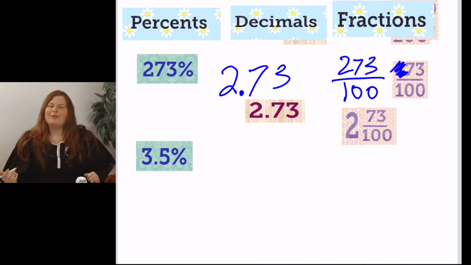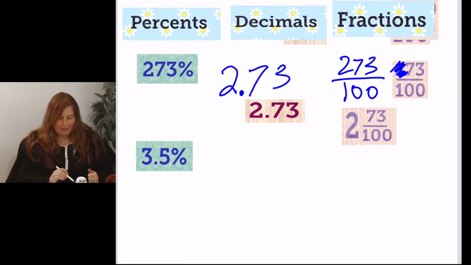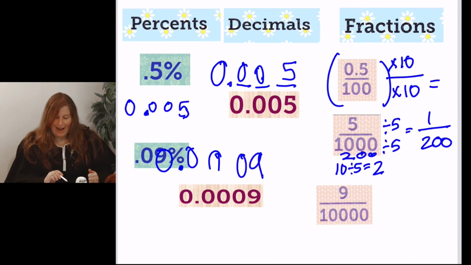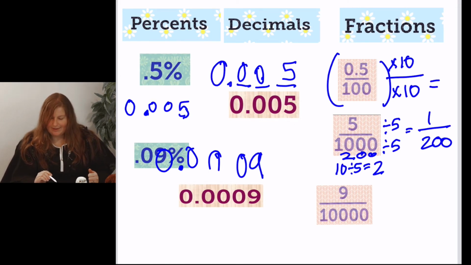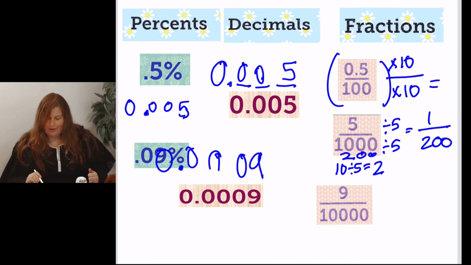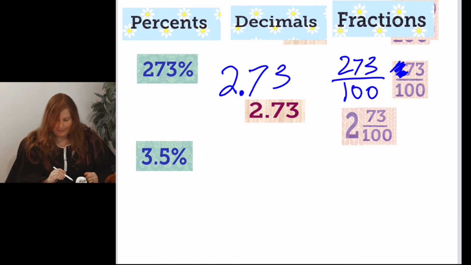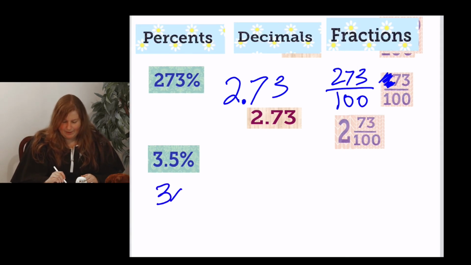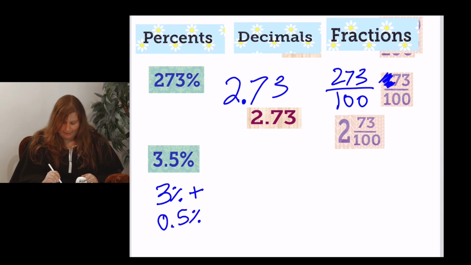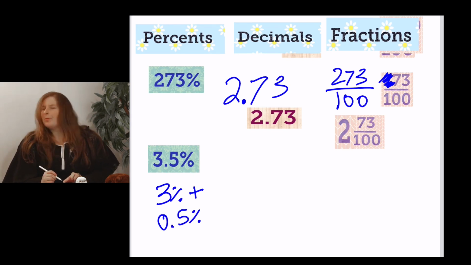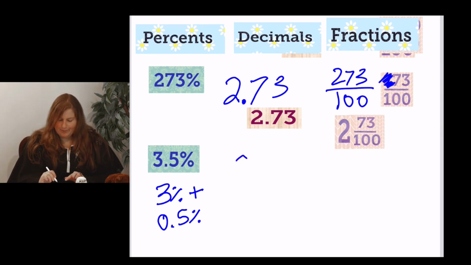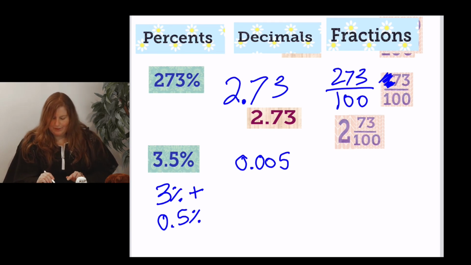Moving on to 3.5%. It's like 3% plus a 0.5%. Remember from our last tile that 0.5% was 0.005 or 5/1000ths, and it was 5 over 1,000, and then we simplified that a little bit. So I'm going to think of 3.5% as 3% plus 0.5%. So we know what the 0.5% is from our last problem. As a decimal, we looked back and saw that it is 5/1000ths or 0.005.